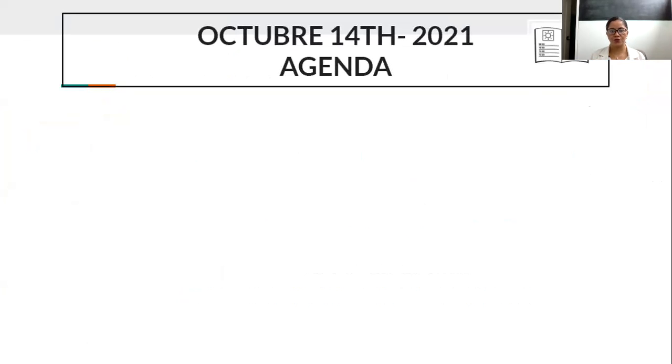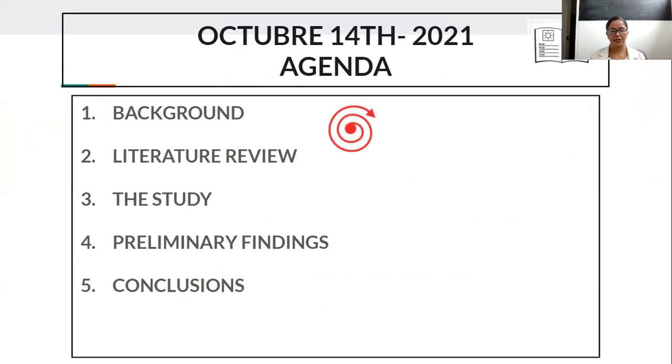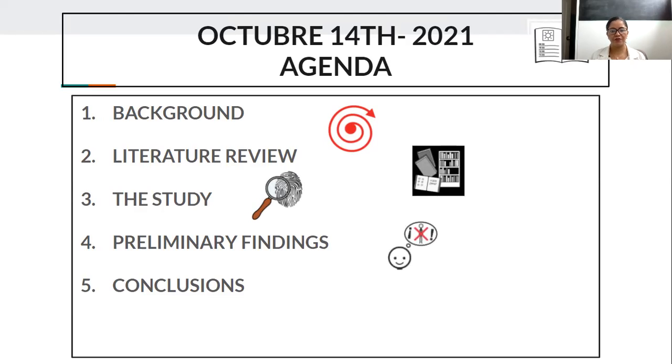So this is the agenda for today. First of all, I would like to give you some background of this pedagogical experience slash research study. Then I'm going to tell you what authors I have read, and I'm going to review a couple of concepts with you. Then I'm going to talk about the study. Afterwards, I'm going to describe the preliminary findings that I have had so far. And finally, I'm going to give you some conclusions.